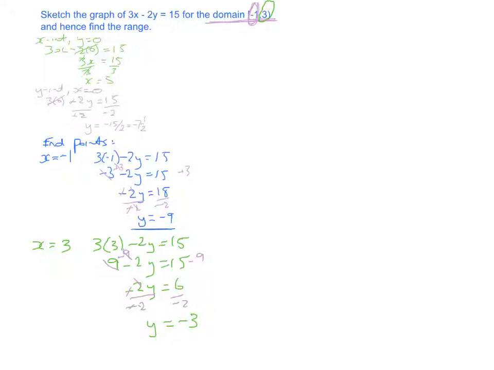So we now have our two endpoints, and we have some coordinates that will correspond to those endpoints. So for this one, for the x equals -1, so when x is equal to -1, y is equal to -9, so we get coordinates of -1 and -9. And we also have the coordinates for when x is equal to 3, y is equal to -3. So now what we can do is sketch the graph.